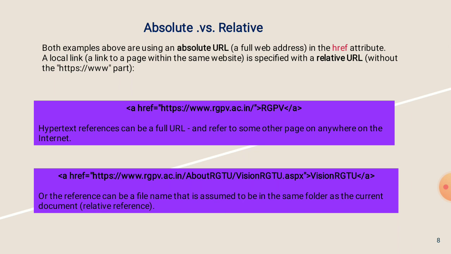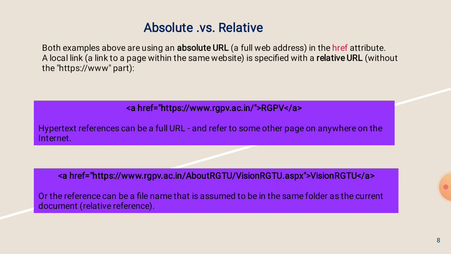For a local link, that means a page within the same site, specify a relative URL without the HTTP. The syntax is a href, that means we use http://www.rgpv.ac.in if we want to connect with the RGPV main page, then absolute, that is a part of a hyperlink.